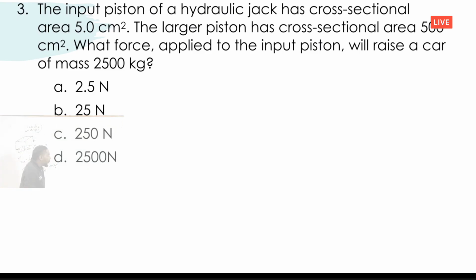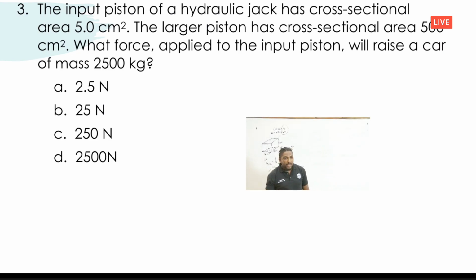Right? So finally, we're going to look at an application of this. The question says the input piston of a hydraulic jack has a cross-sectional area of 5 centimeters squared. The larger piston has a cross-sectional area of 500 centimeters squared, and we want to find out what force applied to the input piston will raise a car of mass 2,500 kilograms.